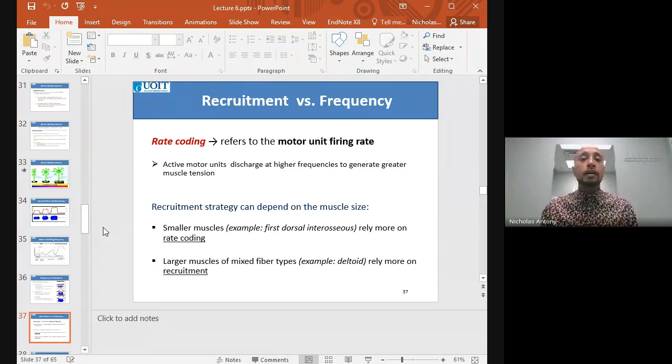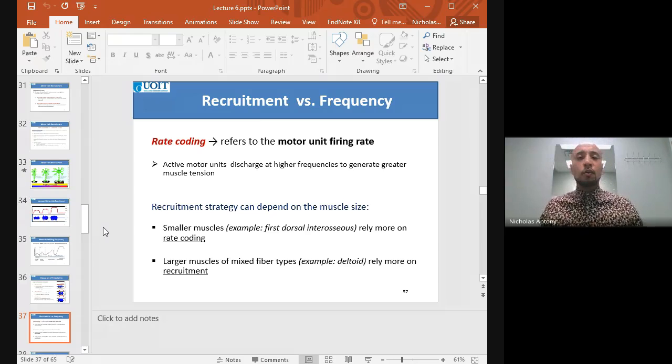So think of our dorsal interosseous or our finger muscles, or even the muscles in our eyelids, the ones that blink or move our eyes. They're not very big. Because they're very, very small in terms of thickness, there's not a lot of motor units that you can have because there's not a lot of muscle fibers. So muscles that are small have to rely more on rate coding or firing frequency, because very quickly they recruit all of the motor units, as there are not that many muscle fibers or motor units.